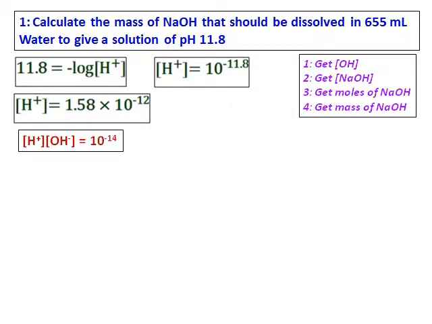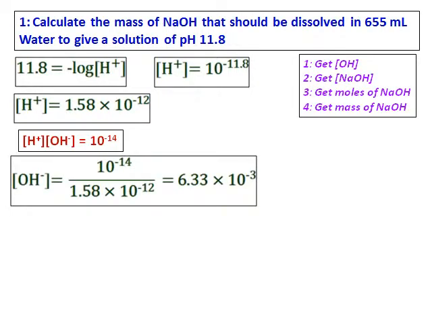But I need the concentration of hydroxide ion. So there is a formula which relates the product of the concentration of hydrogen ion and the hydroxide ion in any solution, which is equal to 10 to the power of negative 14. And I can get the concentration of hydroxide ion now using this by dividing 10 to the power of negative 14 by 1.58 × 10 to the power of negative 12.